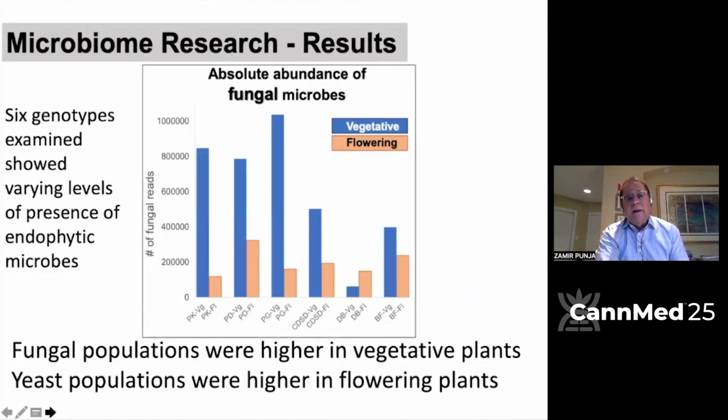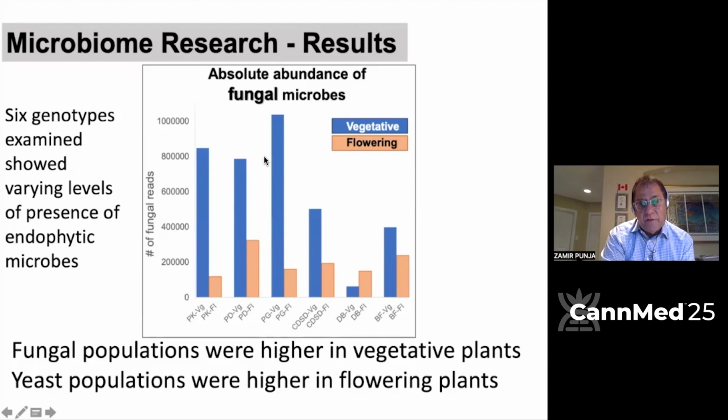So when you take that data and you summarize it, what you'll see on these axes, for example, is the number of fungal reads. With the fungal reads, we're looking at anywhere from 200,000 up to 1 million. These would be the reads that were generated from the sequencing data. And what you see here, first of all, is 6 genotypes of cannabis. You'll see right away by looking at the size of the bars that there are differences in the total number of fungal reads that were found.